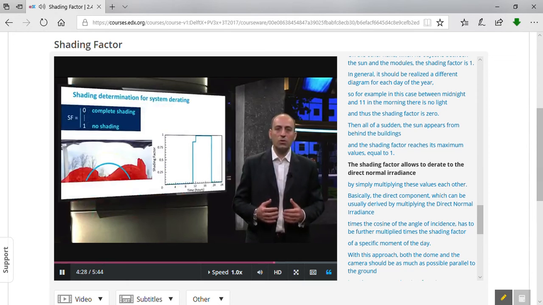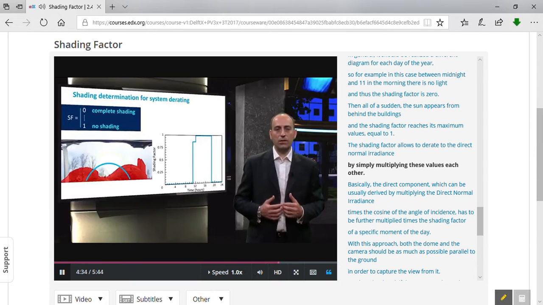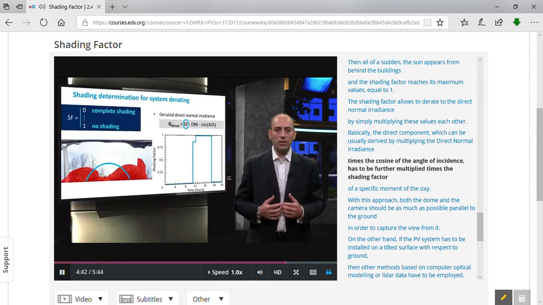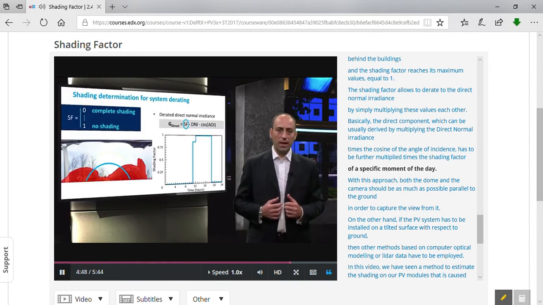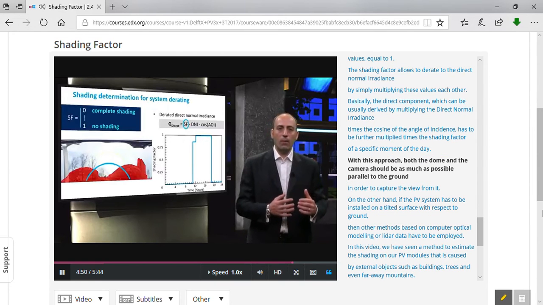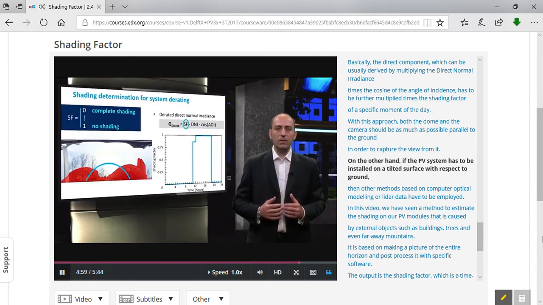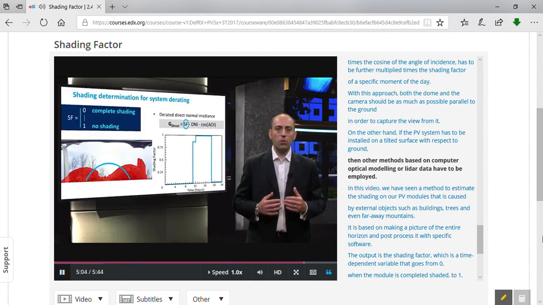The shading factor allows us to derate the direct normal irradiance by simply multiplying these values by each other. Basically, the direct component, which can usually be derived by multiplying the direct normal irradiance times the cosine of the angle of incidence, has to be further multiplied by the shading factor of a specific moment of the day. With this approach, both the dome and the camera should be as parallel as possible to the ground in order to capture the view from it. On the other hand, if the PV system has to be installed on a tilted surface with respect to the ground, then other methods based on computer optical modeling or LIDAR data have to be employed.